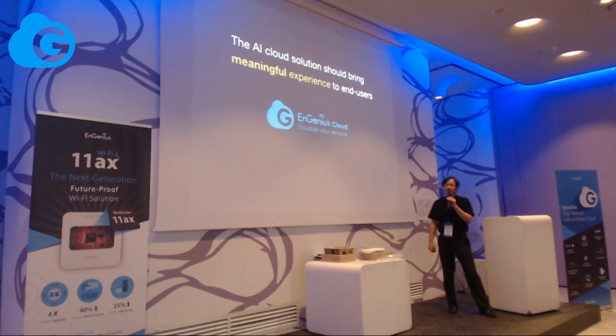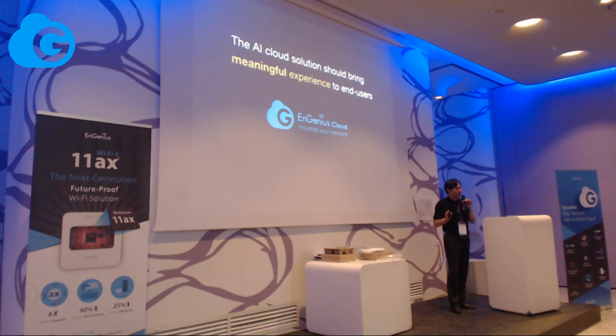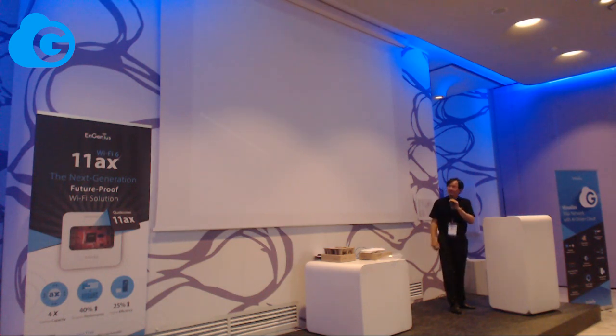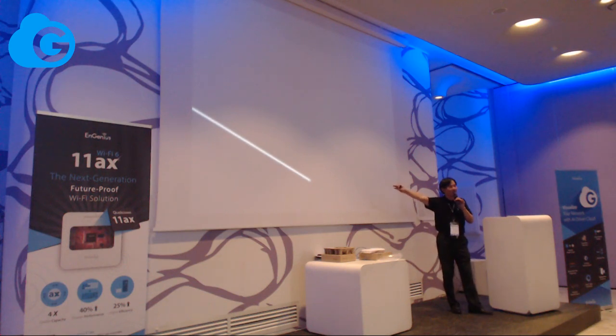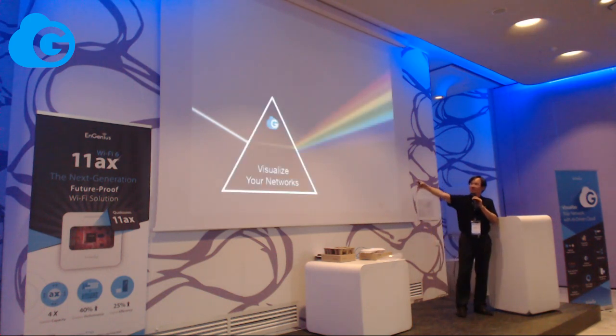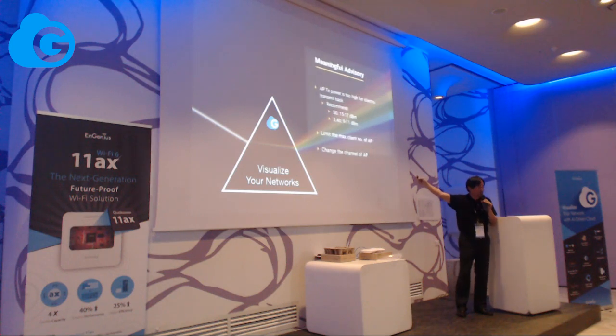Okay, so this is EnGenius Cloud, where we would like users to be able to visualize their network and get good advice. Just like a light beam is simply a white line, if they use EnGenius Cloud, we let you visualize your network in more detail, and then you will see a beautiful color.